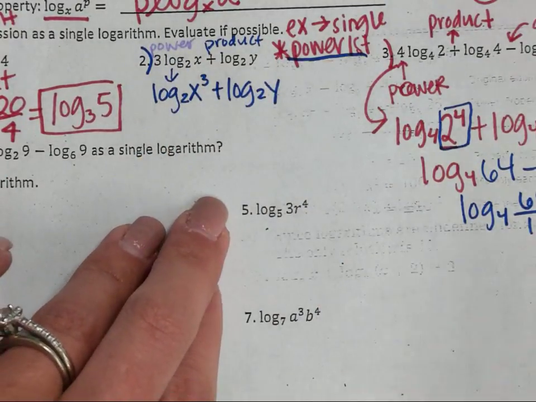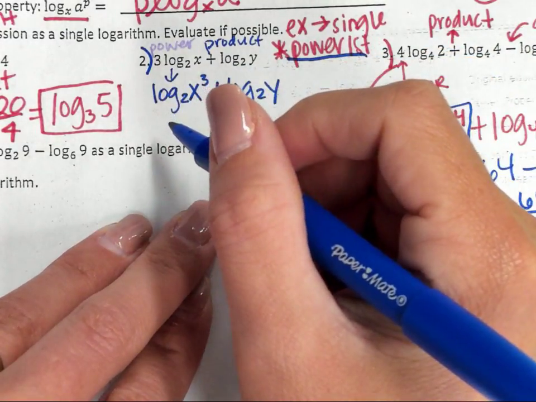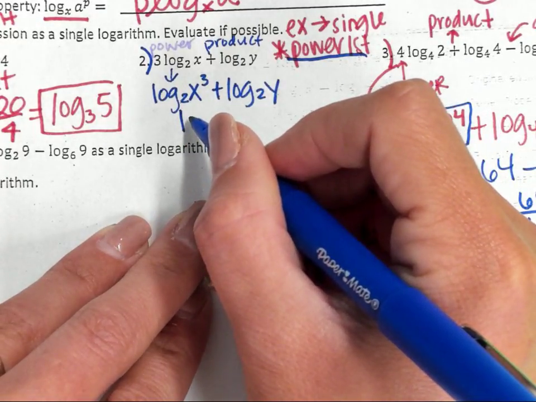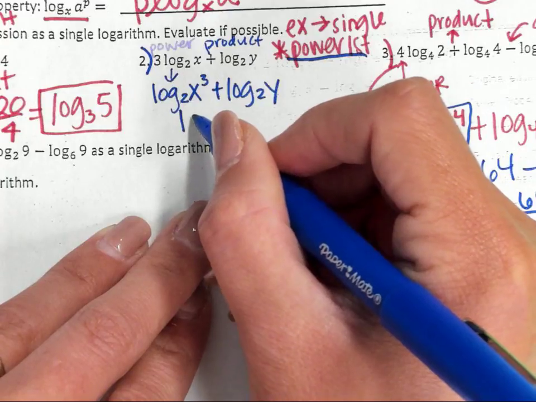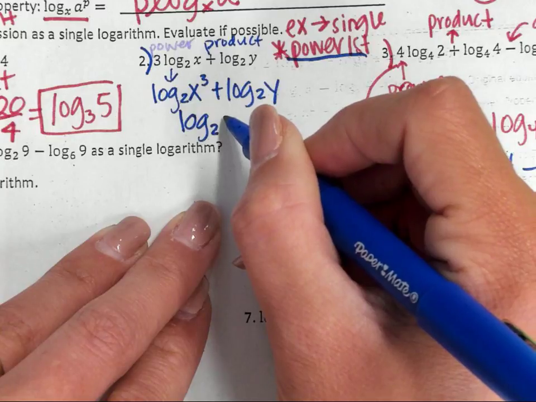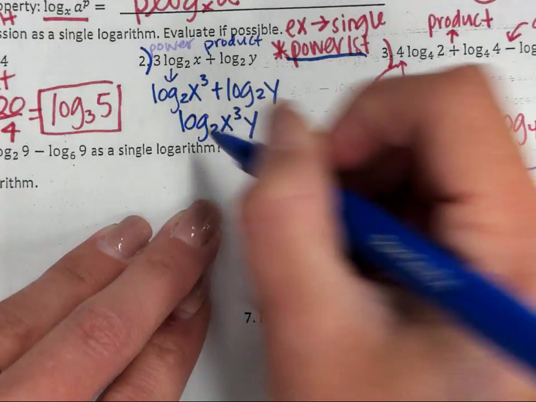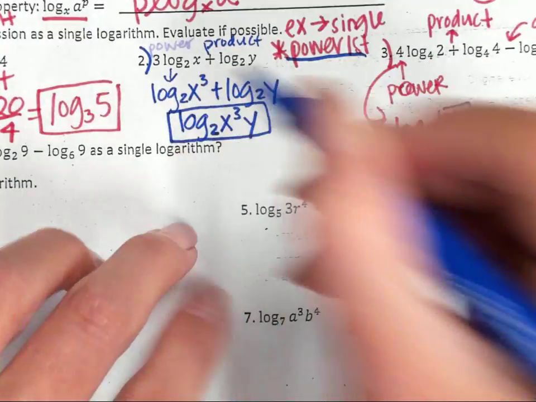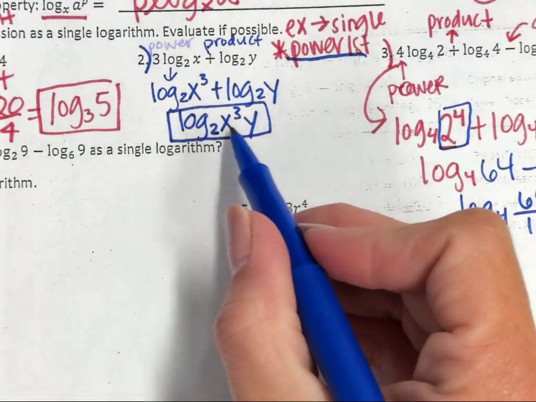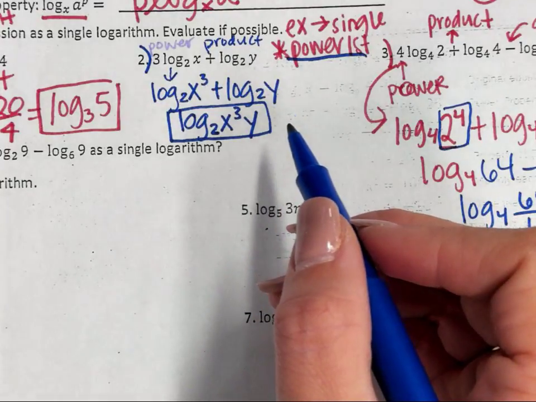And then Michael, tell me how to rewrite it using product property from here. Say that one more time. x to the 3rd y. Very good. And that's it. So when you multiply these together, like numbers, you can multiply like 2 times 3. But these, you just leave it as x cubed y when you multiply them together. Any questions on that one?